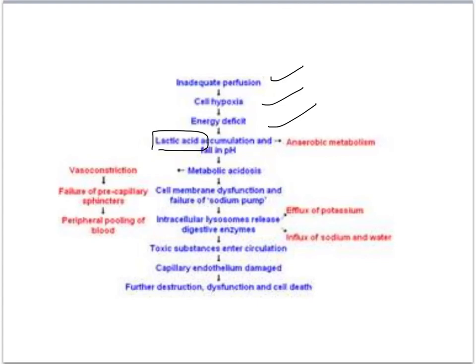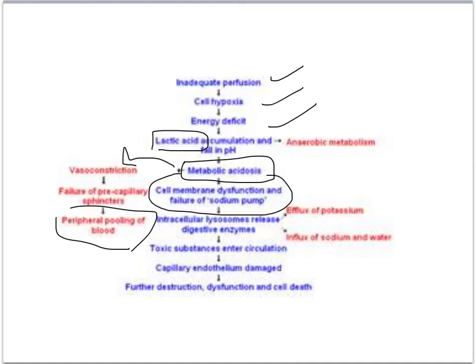Lactic acid itself is damaging. You can end up with metabolic acidosis, and your body tries to compensate with vasoconstriction. You end up with all these damages here. If you look at this peripheral pooling of blood, your sodium-potassium exchange pump is not functioning. You've got breakdown of the walls of the lysosomes, which releases all these really toxic substances that enter the circulation. It ruins your epithelium, and you end up with cell death, disseminated intravascular coagulation, and all these nasty things.